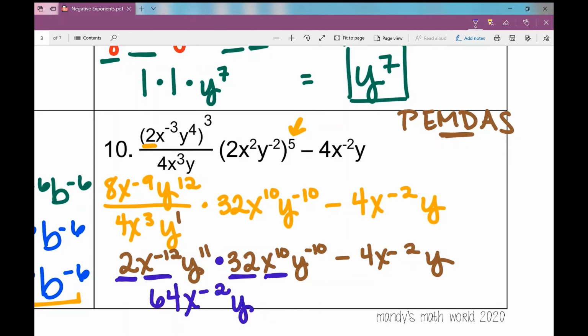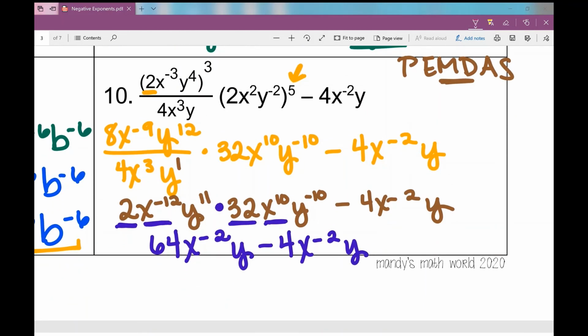Y to the power of, what do I do there? 11 and negative 10 is just 1. Okay, you don't necessarily need to write an exponent of 1 there. It's assumed 1 if nothing is there. So minus 4, x to the negative second y. And what do you know? We have like terms here. This x to the negative second y, x to the negative second y, those are like terms.